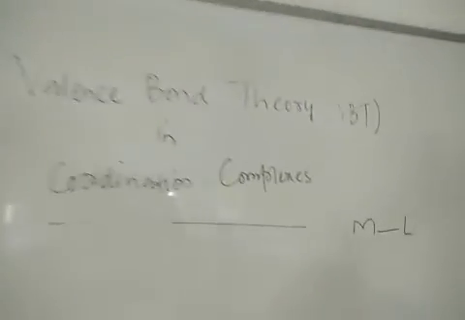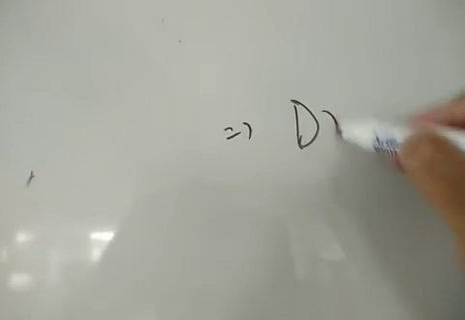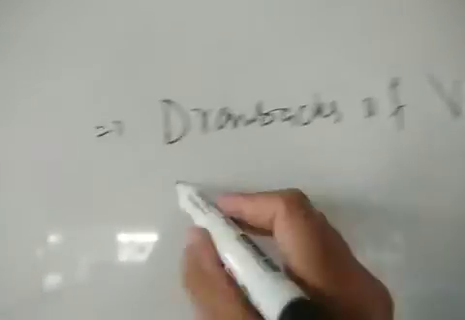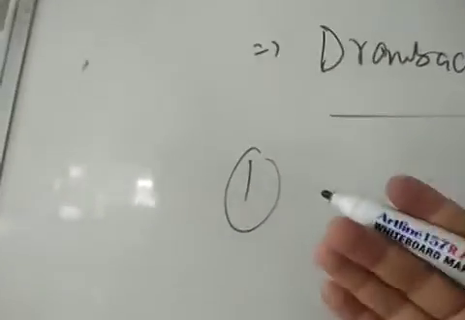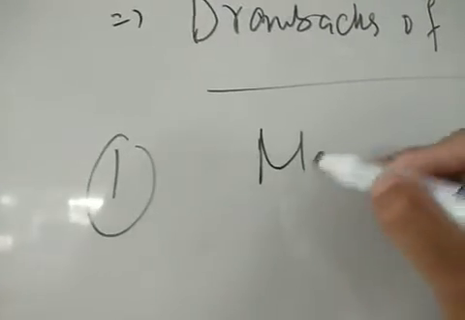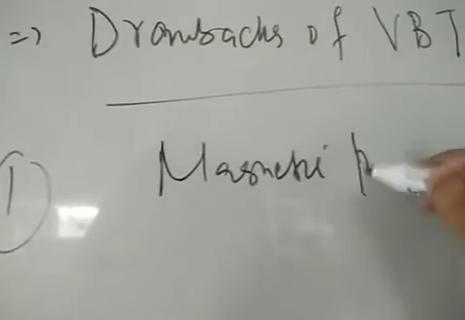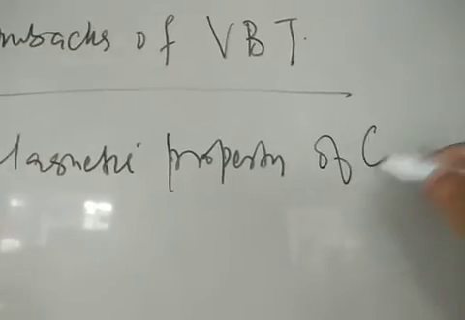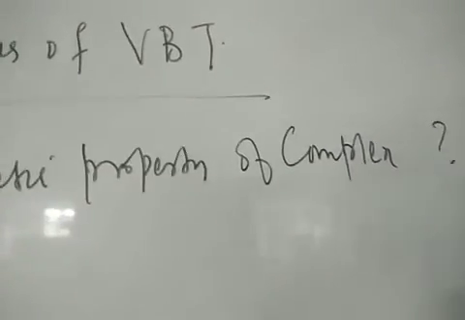So overall, to some extent, the valence bond theory could explain the bonding in these complexes, but there are many shortcomings. Now let us go to the shortcomings of this. Some of the basic shortcomings, the drawbacks of valence bond theory. Number 1, first one, जो है, it couldn't explain the magnetic property of complexes properly. So the magnetic property of complexes was not understood completely.